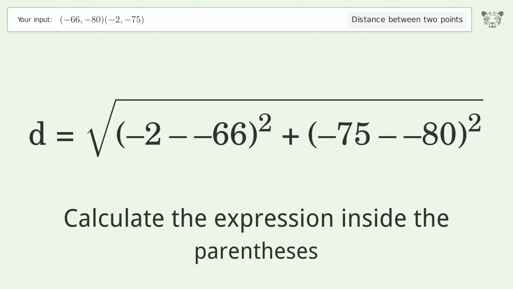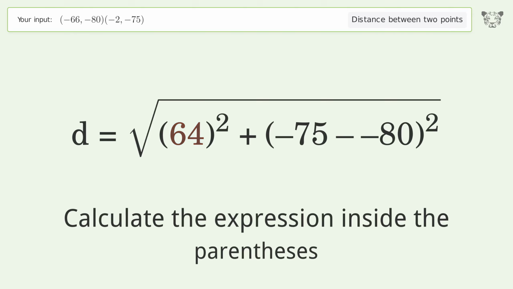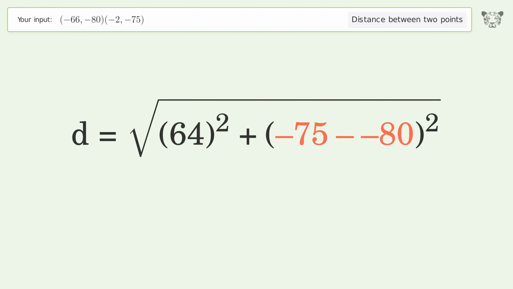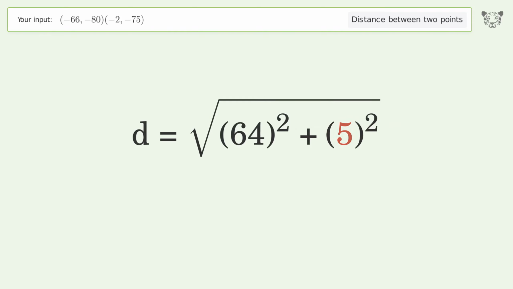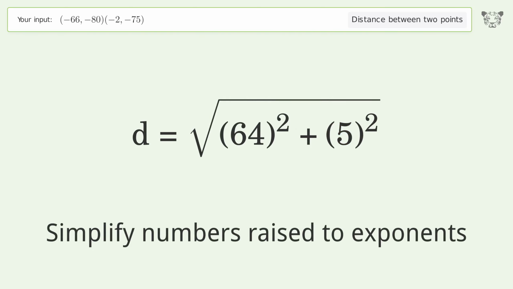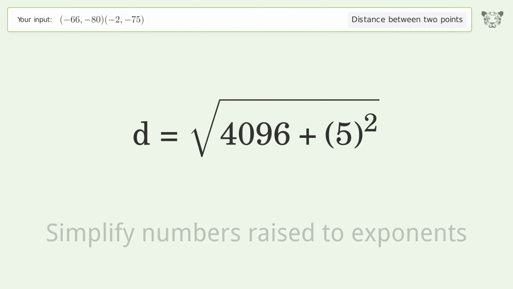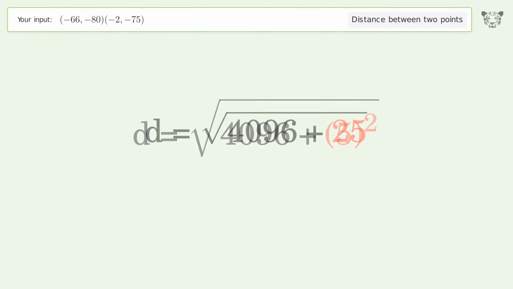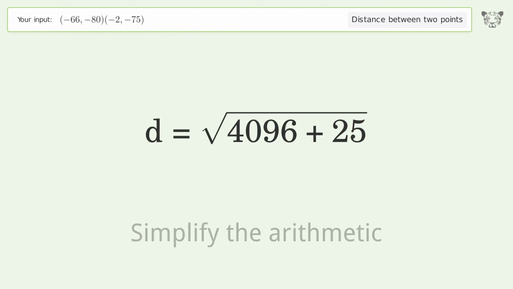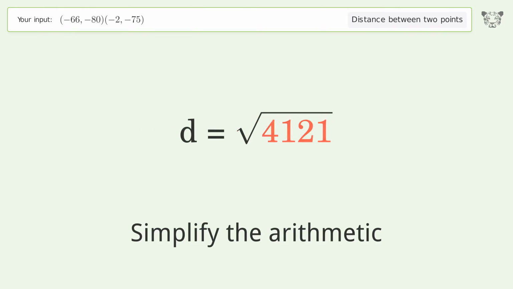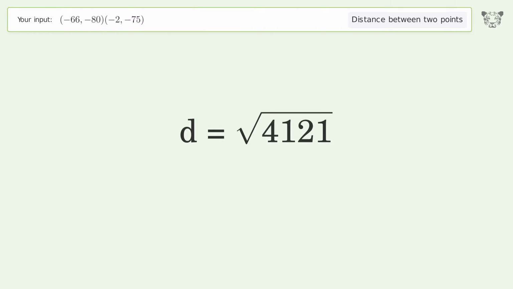Calculate the expression inside the parentheses. Simplify numbers raised to exponents. Simplify the arithmetic. And so the distance between the 2 points is the square root of 4121, or 64.195.